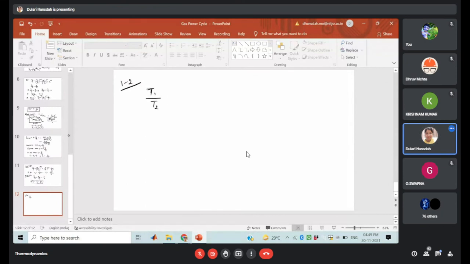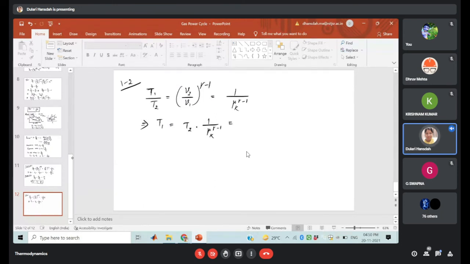Upon T2, okay, which is equal to V2 upon V1 to the power gamma minus 1. So this will be equal to Rk to the power gamma minus 1. So now if you observe, all the temperatures we have got in relation to the volume ratio, cutoff ratio, compression ratio and expansion ratio. So this T1 I can write as T2 into 1 upon Rk to the power gamma minus 1.